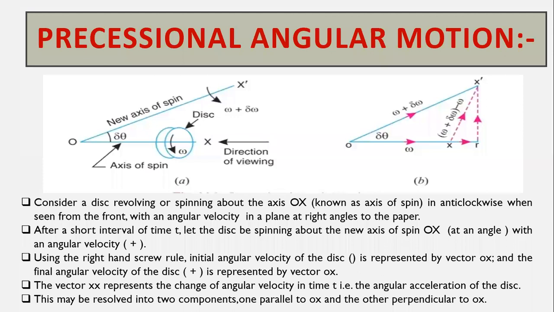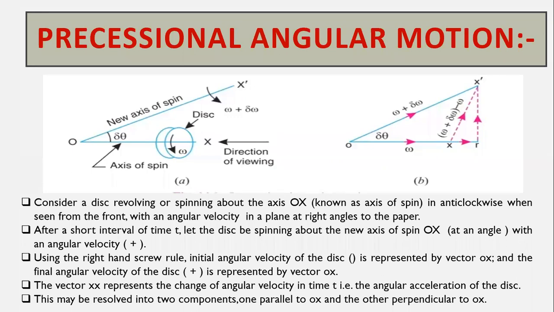This precessional angular motion can be asked in the short answer questions only, not in the long answer. So the vector XX dash represents the change of angular velocity in time, that is the angular acceleration of the disk. Angular acceleration of the disk only.